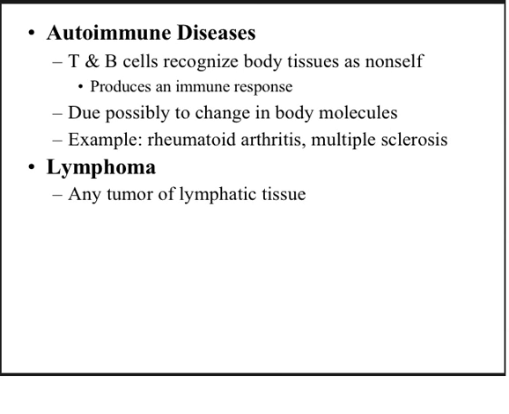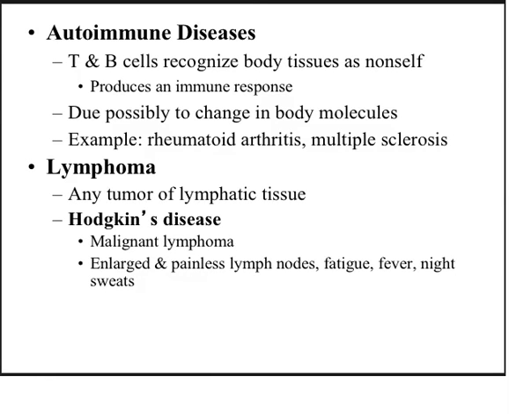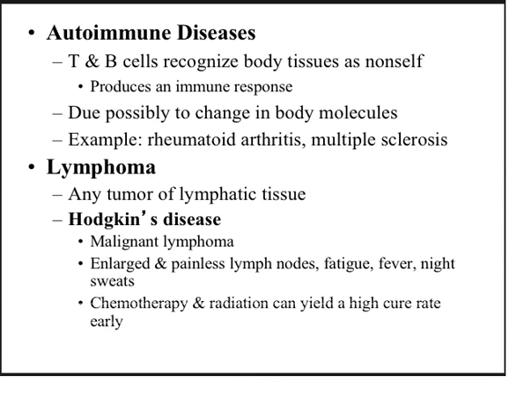Lymphoma is any tumor of lymphatic tissue. This is basically white blood cell cancer. Hodgkin's disease is an example of a malignant lymphoma that causes enlarged lymph nodes, fatigue, and night sweats. Chemotherapy and radiation yield a relatively high cure rate. There's also a host of drugs that are used to treat these white blood cell cancers.